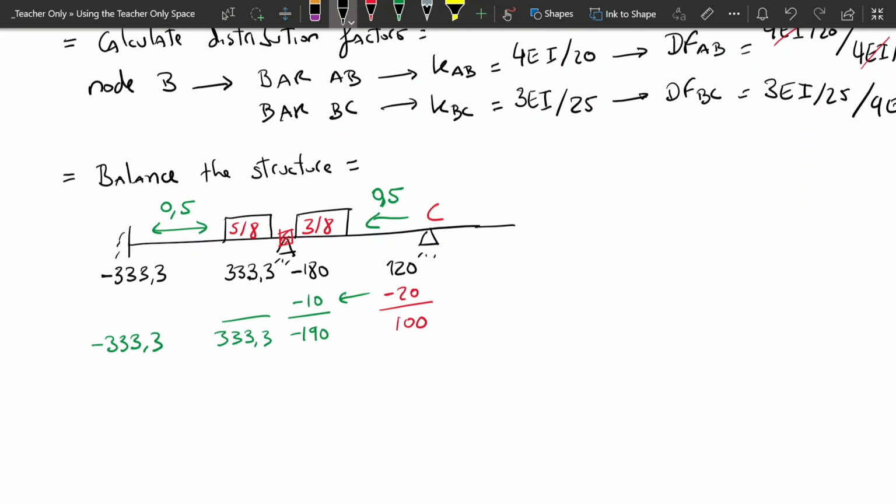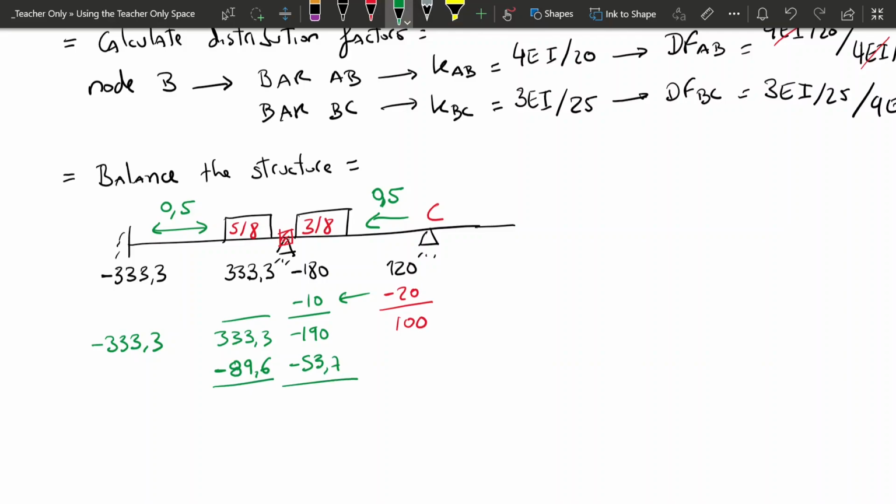And we know the negatives are losing, so we need to apply negative moments. So I'm going to do 143.3 times 5 over 8, and I get 89.6. So I'm going to apply here minus 89.6. And if I do 143.3 times 3 over 8, I get 53.7, also negative.